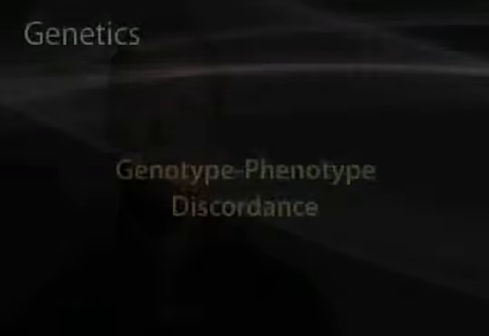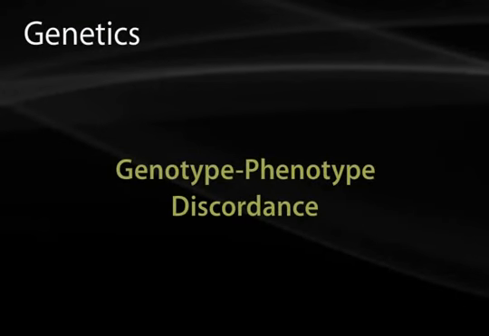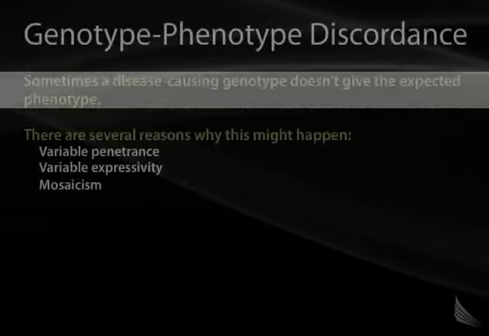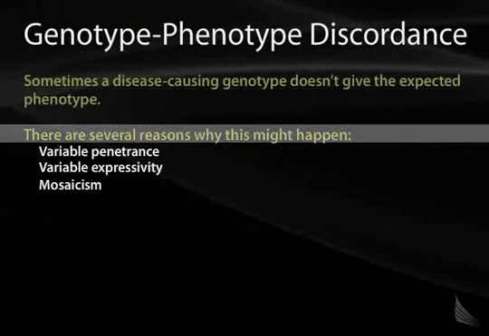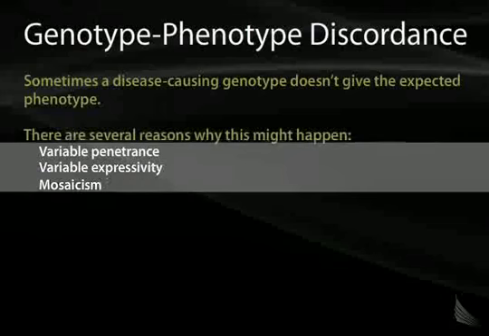In this section, we will discuss genotype-phenotype discordance. So when we talk about autosomal recessive, autosomal dominant, or X-linked recessive diseases, those single gene inherited diseases, sometimes what we see is we have a disease-causing genotype that doesn't give the expected phenotype. There are several reasons why this might happen. We'll discuss these: the variable penetrance, variable expressivity, and mosaicism.